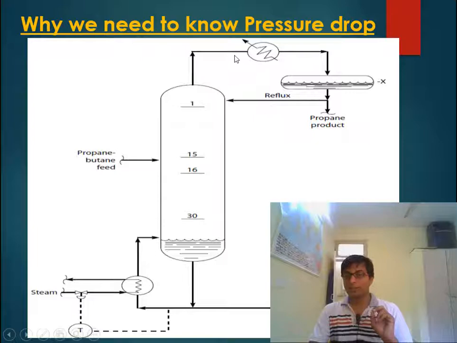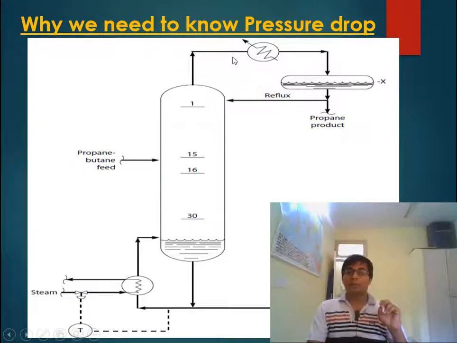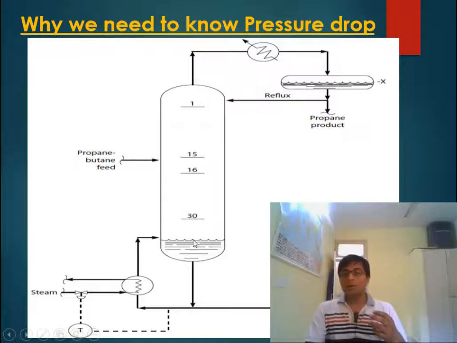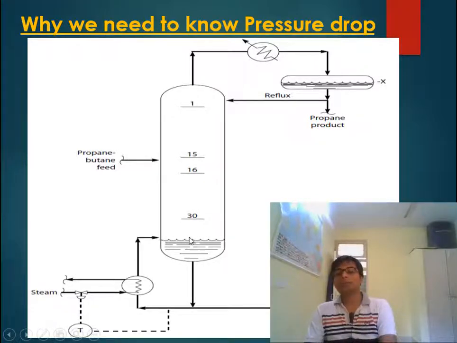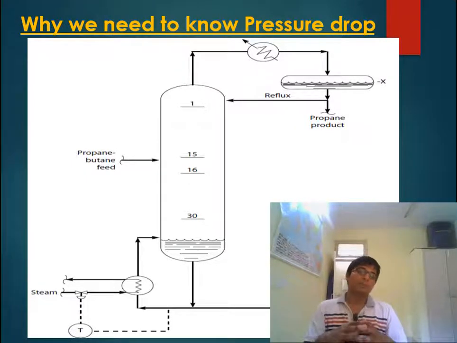We first determine the pressure at the top of the tower, and if we can find the pressure drop of the tower, then we can calculate the pressure at the bottom of the tower, and based on that pressure we can calculate the bottom temperature. Based on that bottom temperature and pressure we can design our reboiler, or in any operation we can determine what the bottom temperature and pressure will be.